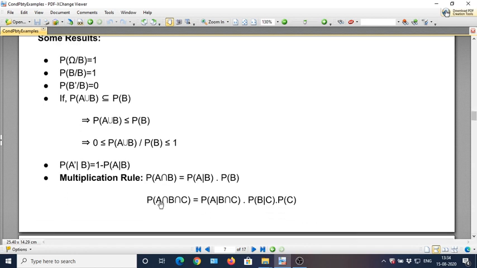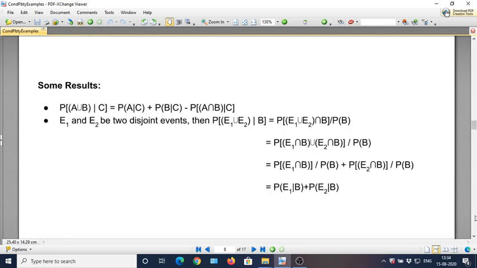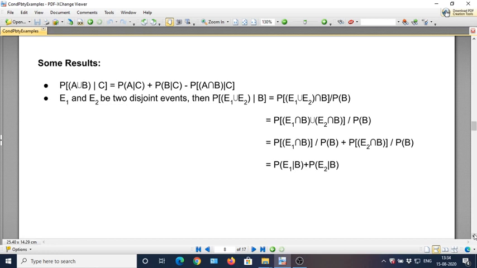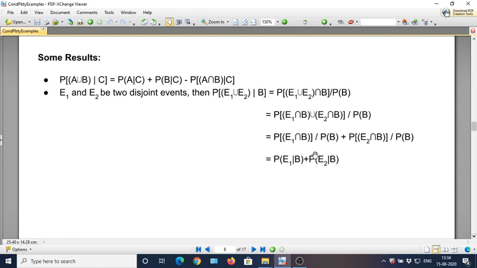We also looked at some results in the last lecture. We can write the intersection of three sets in this manner: P of A intersection B intersection C can be written as P of A given B intersection C into P of B given C into P of C. Then some more results we also wrote: that conditional probability is a valid probability measure. For that we derived this as well as this. If E1 and E2 are disjoint events, then the conditional probability measures also add up.